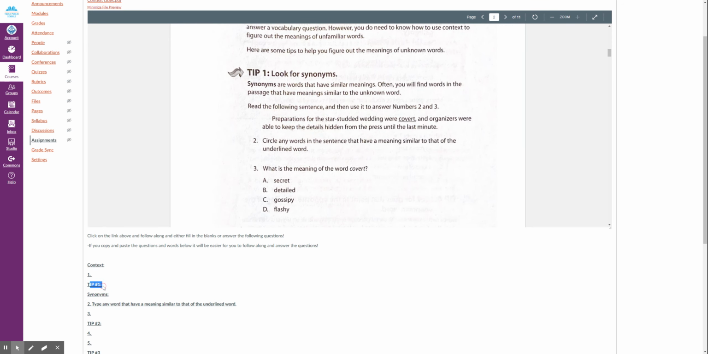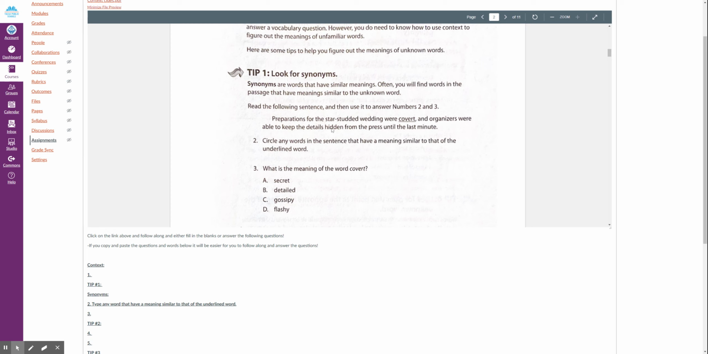Down here again, we're going to write tip number one and then the answer right after it. Tip number one is look for synonyms. And then the definition of synonyms will be right here. Synonyms are words that have similar meanings. Often you will find words in the passage that have meanings similar to the unknown word.